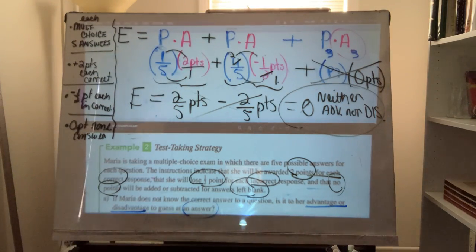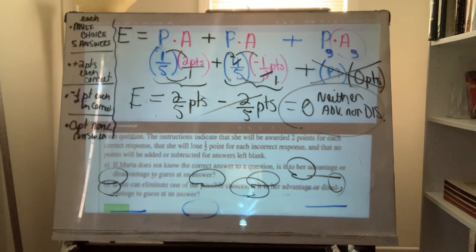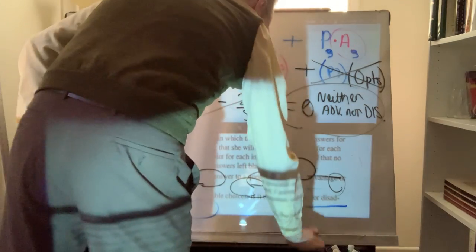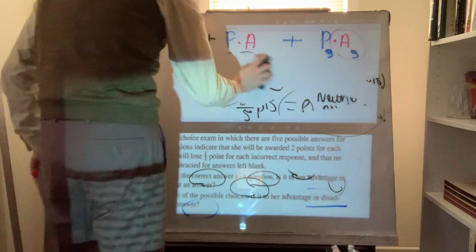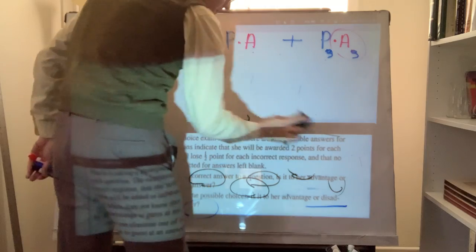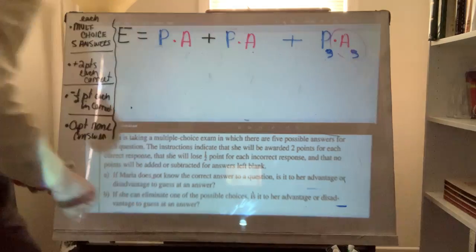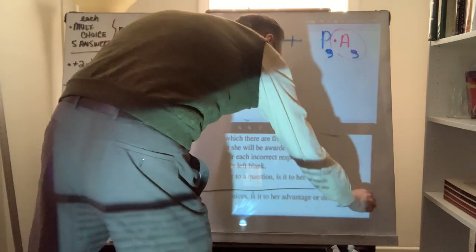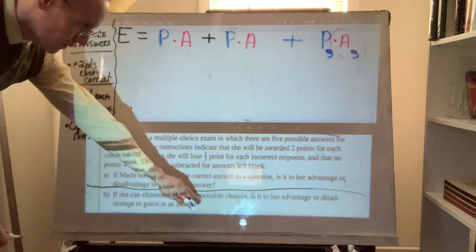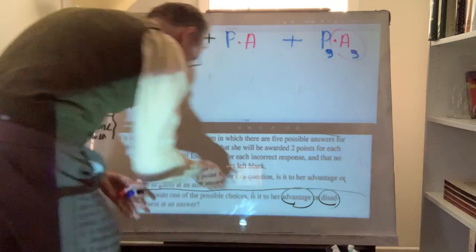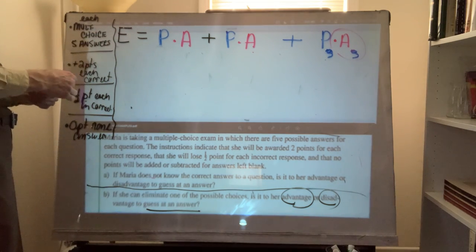Now, if you do the second part of this, and I'll scoot this up ever so slightly, it asks you, given these conditions, read B from here down. If she can eliminate one of the possibilities, one out of five, is it to her advantage or disadvantage in this case to guess at an answer? Now, that's going to change the probabilities.